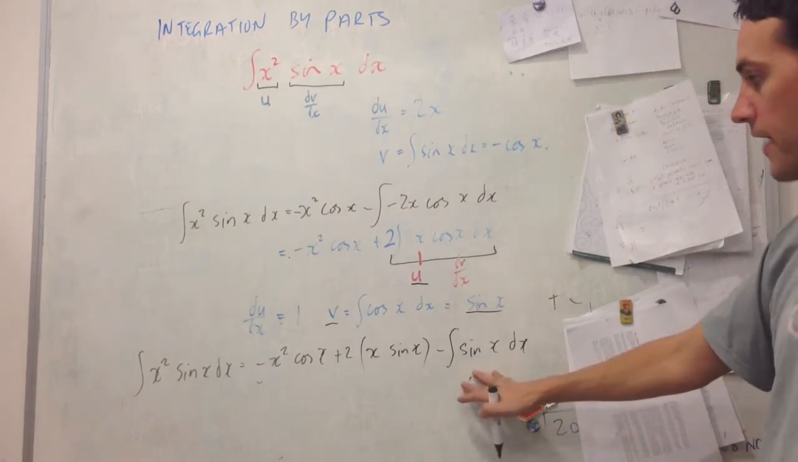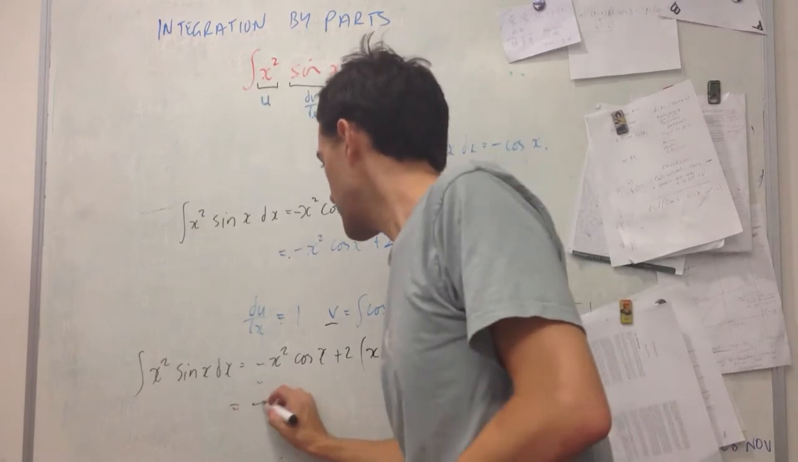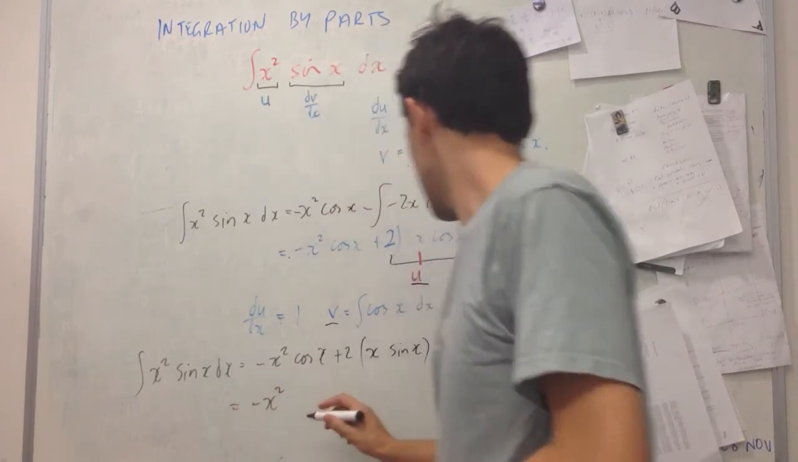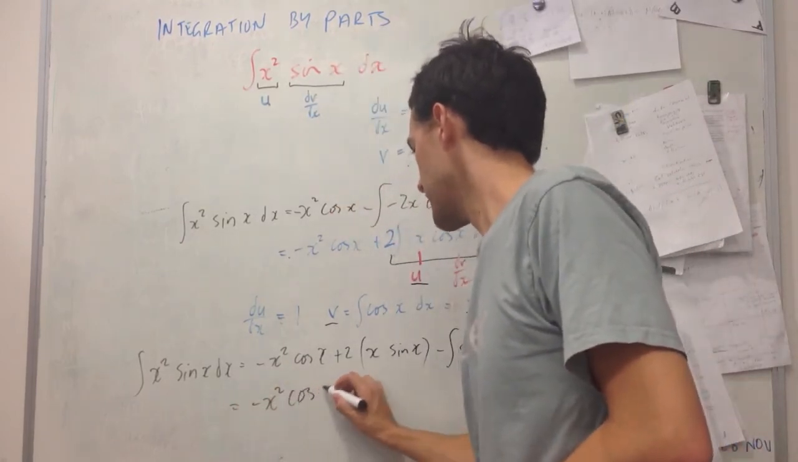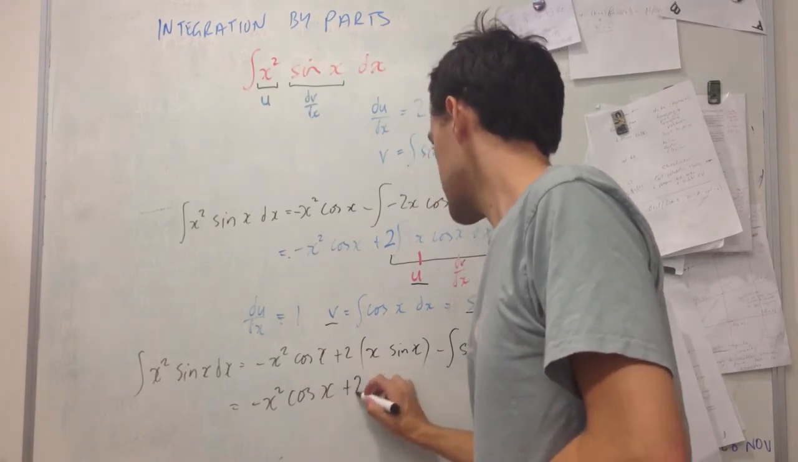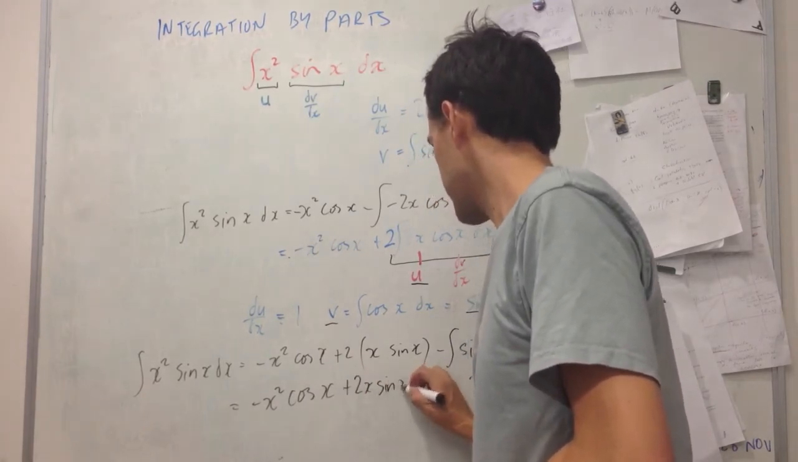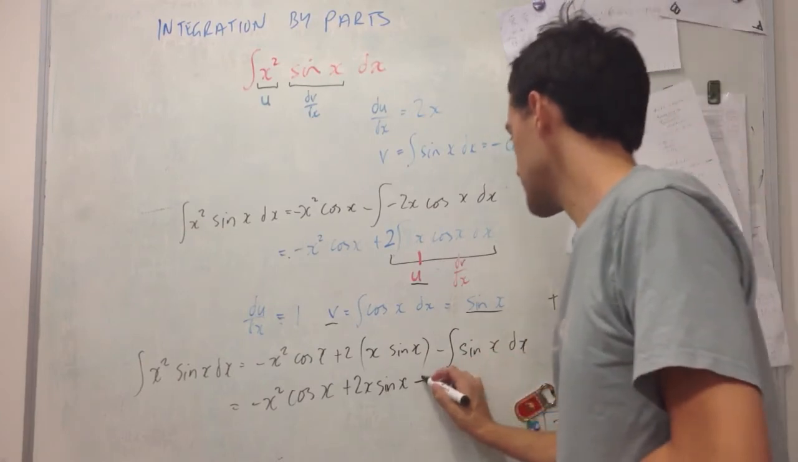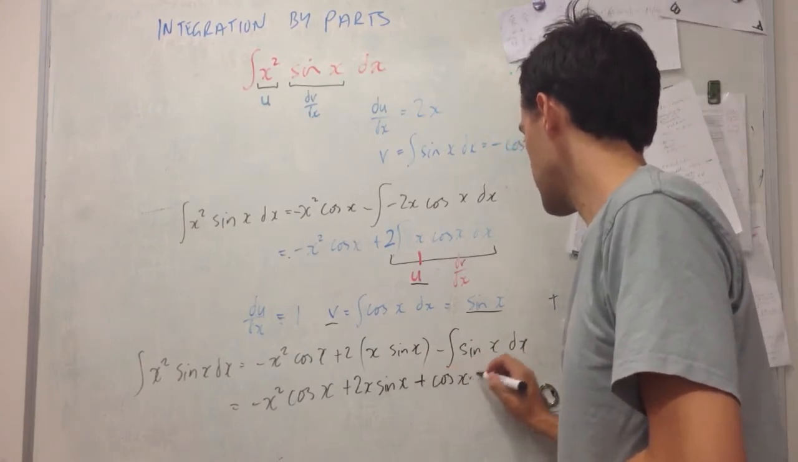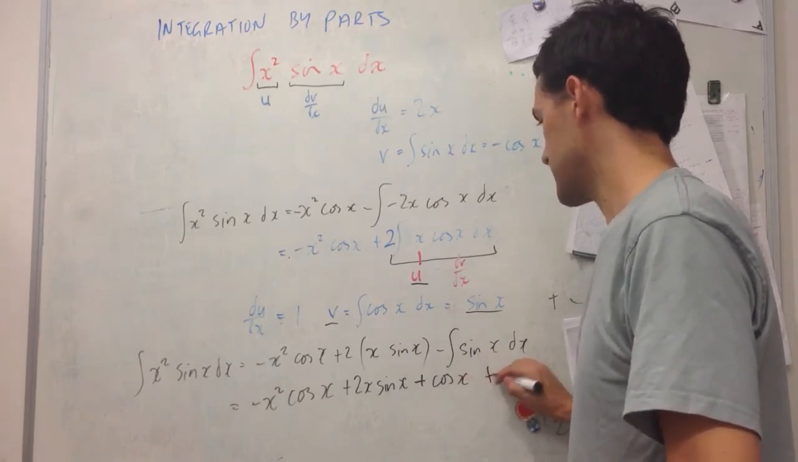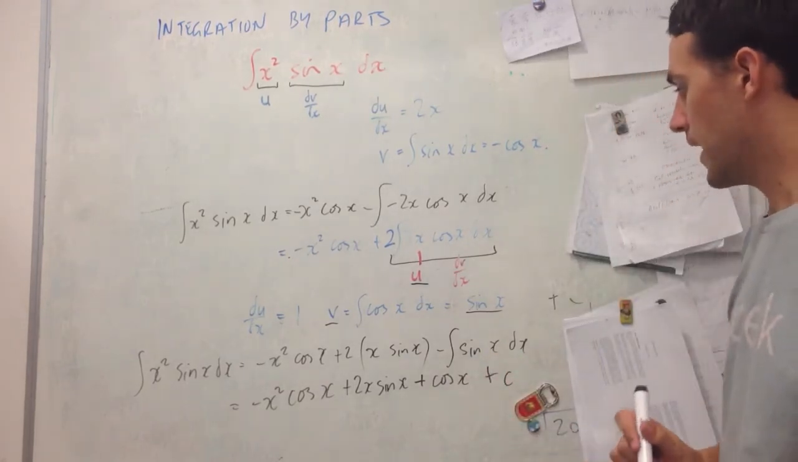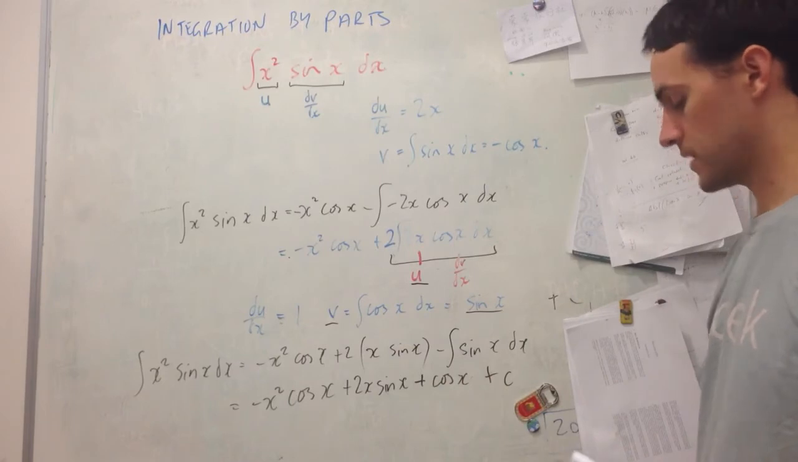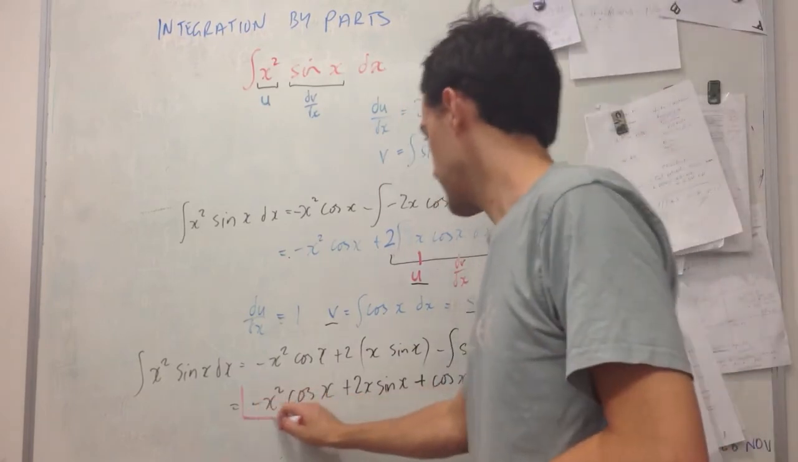And this now I have no problem dealing with. So I get negative x squared cosine x plus 2x sine x minus the integral of sine x, which is negative cos x, so I get plus cosine x here, plus my constant of integration c. And I could do some simplification, etc. there as well.